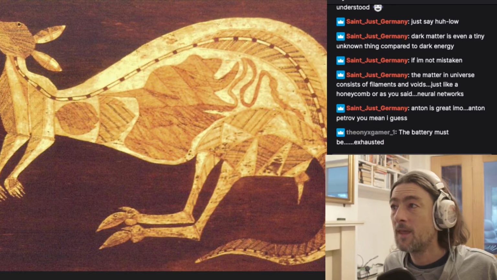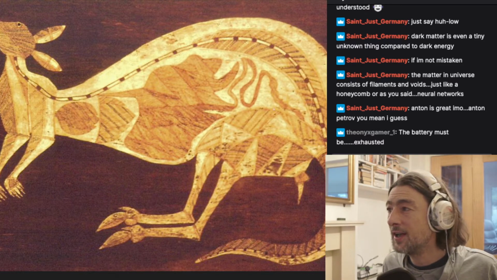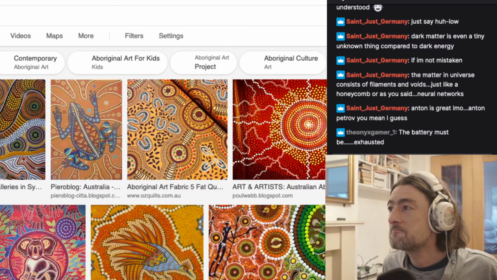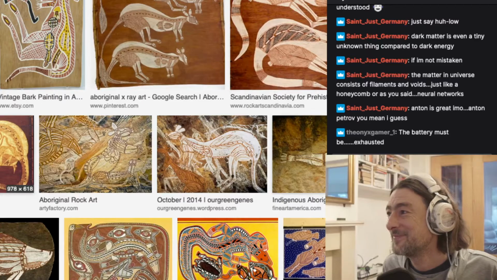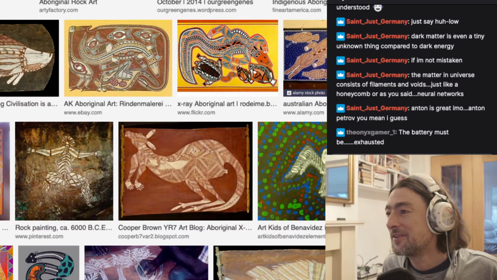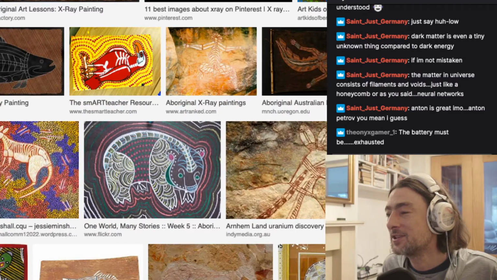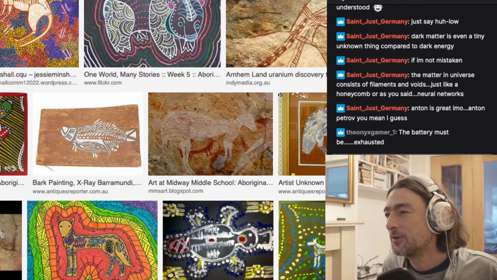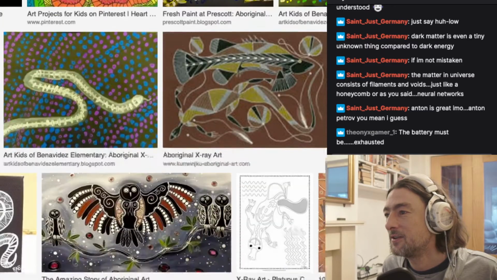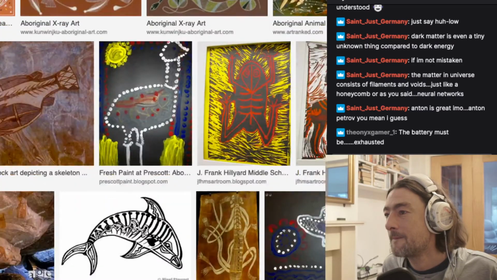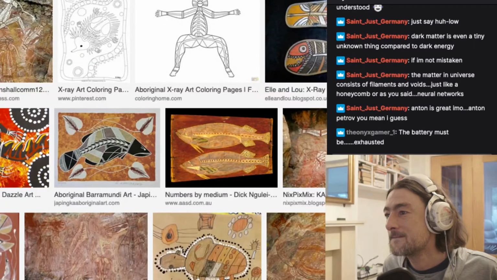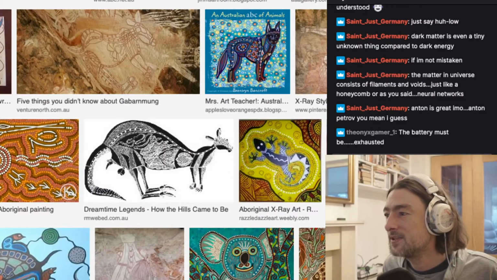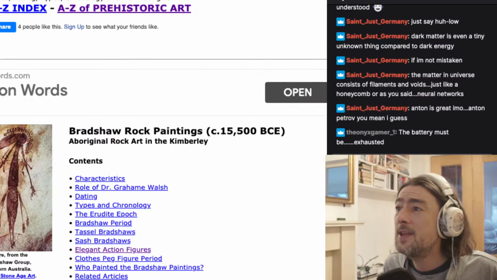We're getting there. Aboriginal art, X-rays, the spine. It'll all come back to me when I watch this back in the edit. But until then, I've got no idea why I was referencing dark matter. Why was I referencing dark matter? I don't know, I thought maybe they painted something that was like it. Maybe they didn't.